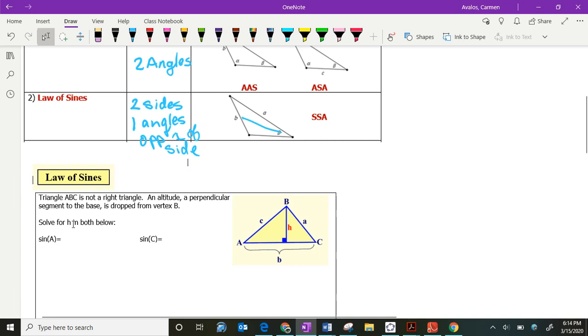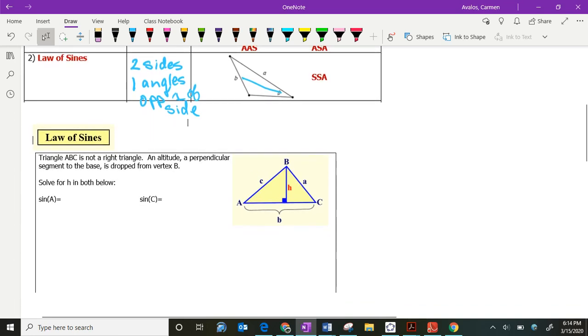So if we solve for h in both below, so if we have here, what is the sine of angle A? The sine of angle A, I'm just going to look at this right here. I'm just going to look in here, that triangle right there only, not looking at the other triangle. Then what are we going to have? The sine is going to be opposite, which is going to be h. Here it's a right triangle. So this one here, we could use SOHCAHTOA. So it's going to be the opposite, which is going to be h over c.